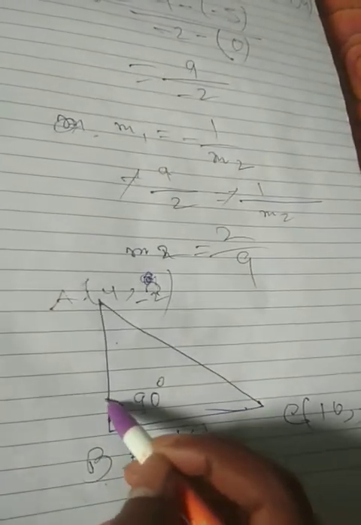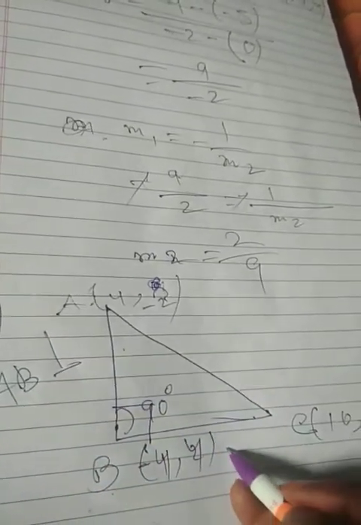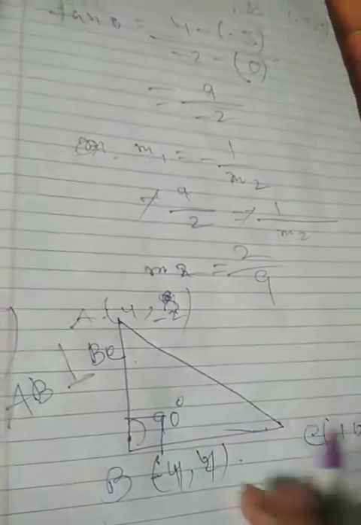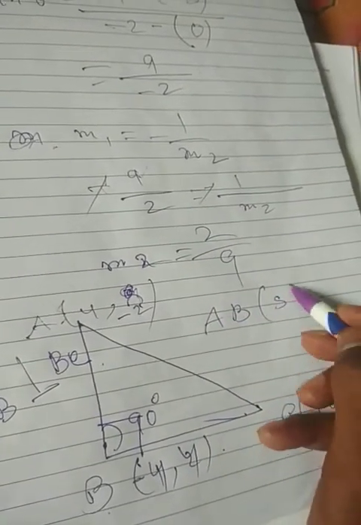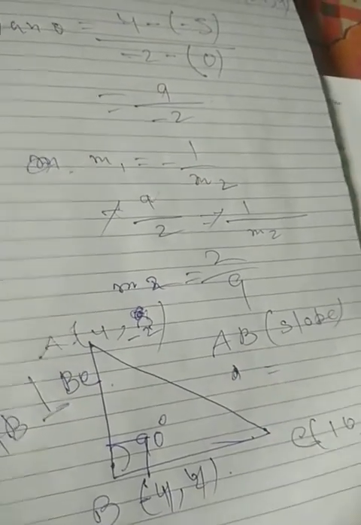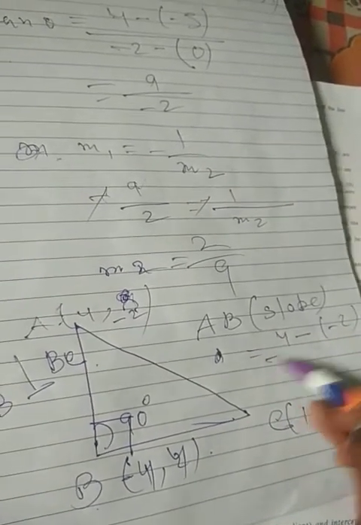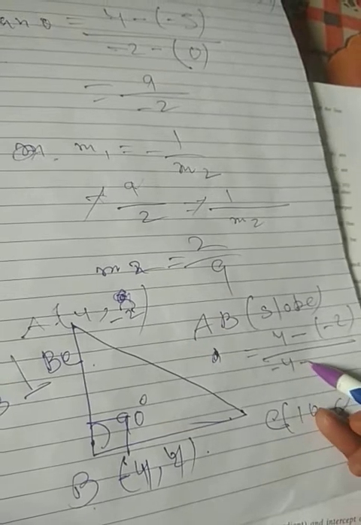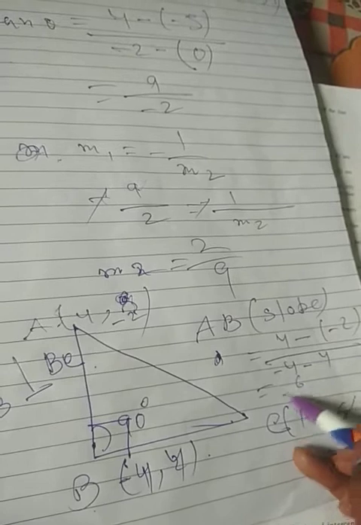Look at that, try to understand. This line, that means line AB, is perpendicular to line BC. Yes or no? Yes. So first calculate the slope of AB or BC, any line. I am calculating the slope of AB. Slope of AB will be what? y2 minus y1, that means 4 minus 2, by x2 minus x1, that means minus 4 to 4, that means 6 by minus 8.